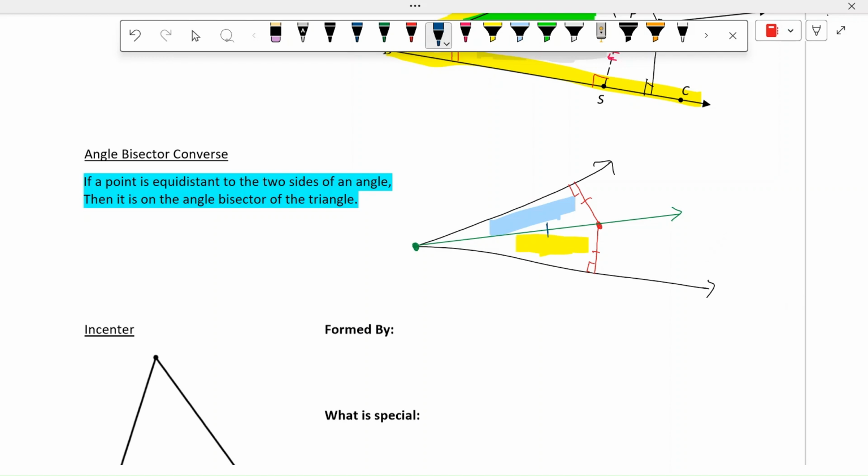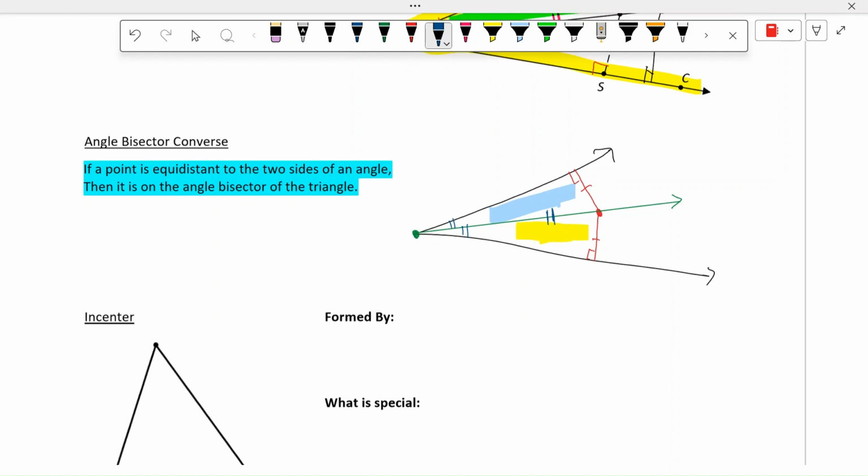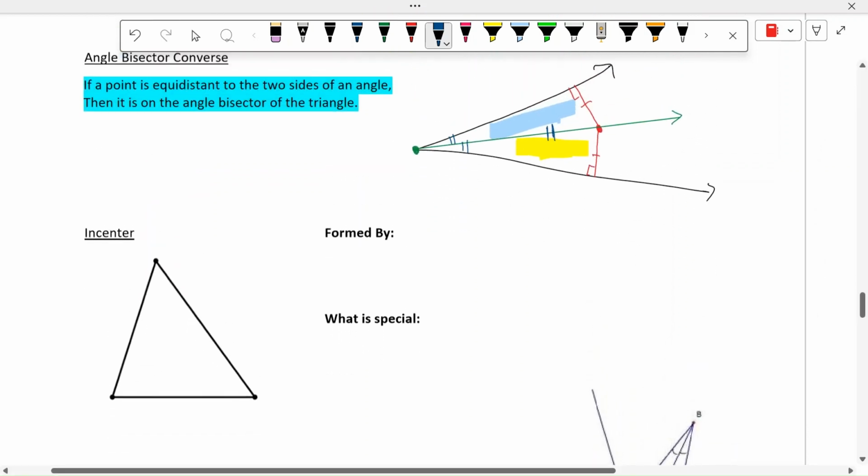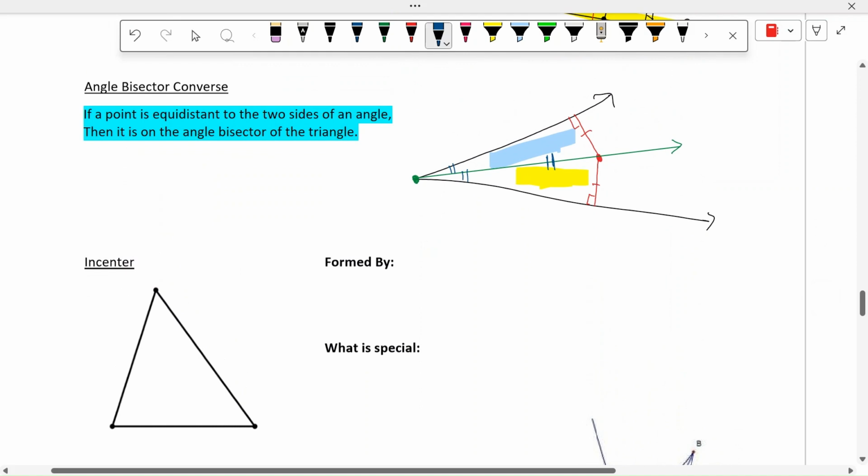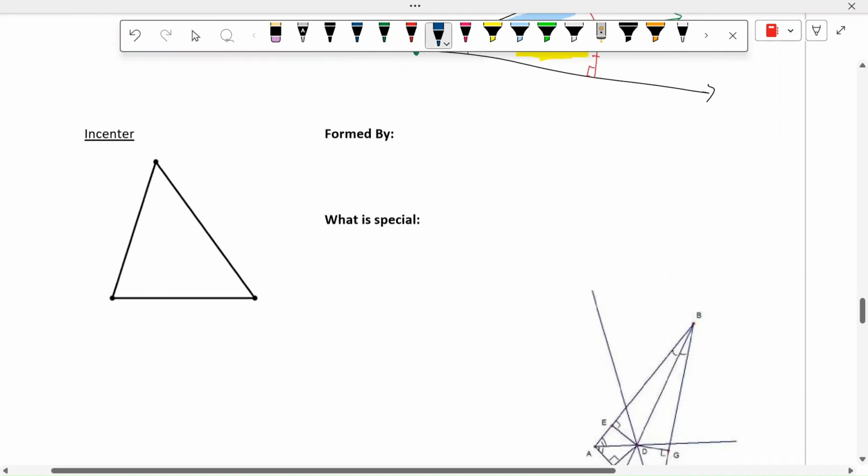Specifically then, reflexive, this segment is equal to itself. Therefore, by HL, the triangles are congruent to each other. After the triangles are congruent, CPCTC, this angle is congruent to that one. Because the angles are congruent, then they're equal. Because the angles are equal, then this green segment, by definition, must be on the angle bisector. So that is the angle bisector converse.